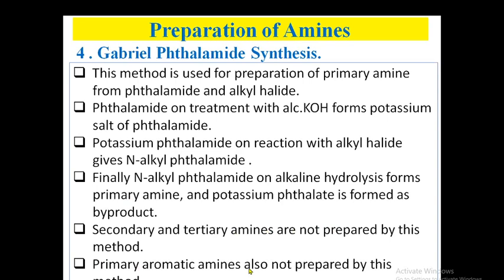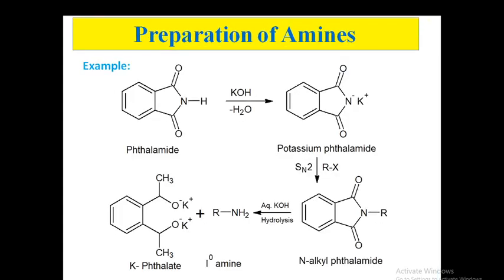Primary aromatic amines are also not prepared by this method. So the last two points are important. Secondary and tertiary amines are not prepared by this method, as well as primary aromatic amines are also not prepared by this method. Let's see the Gabriel phthalimide synthesis.